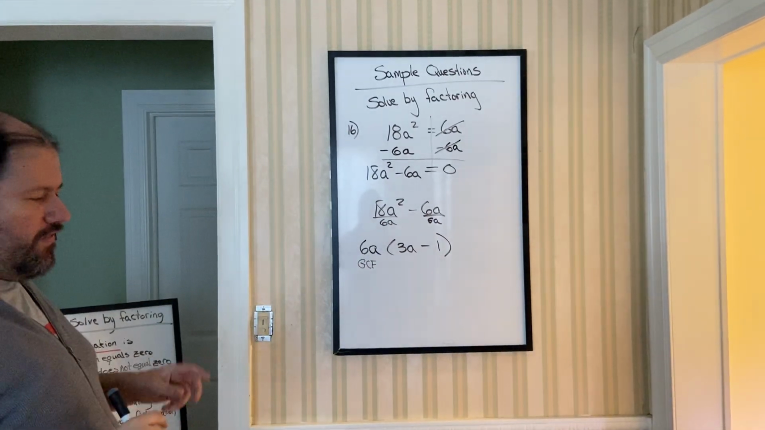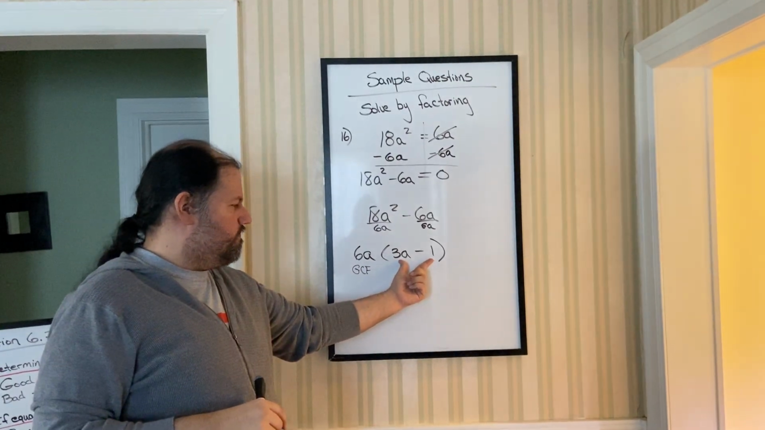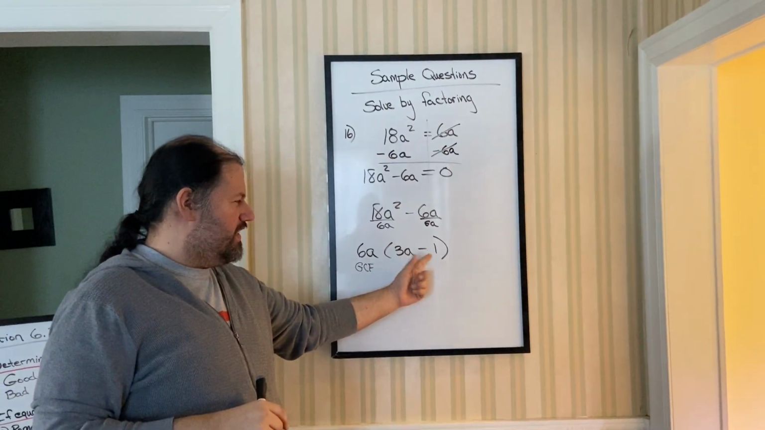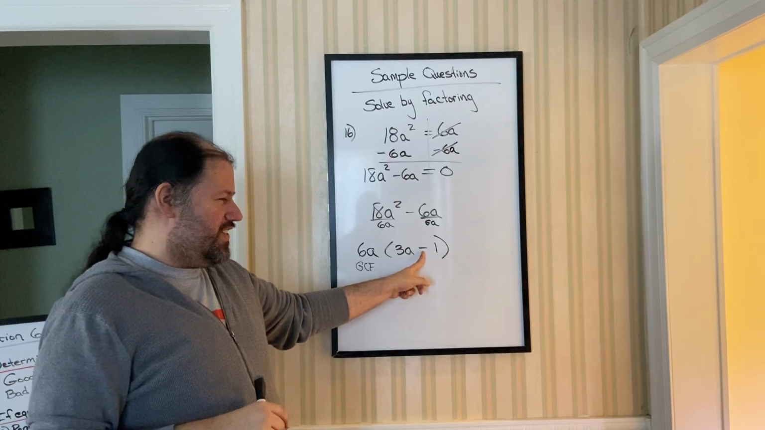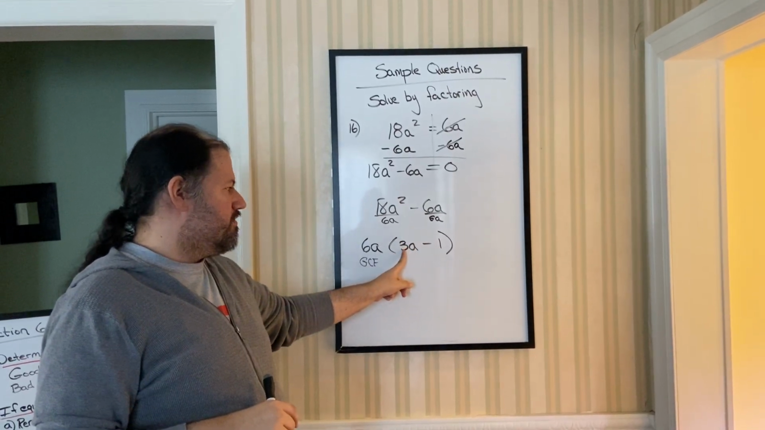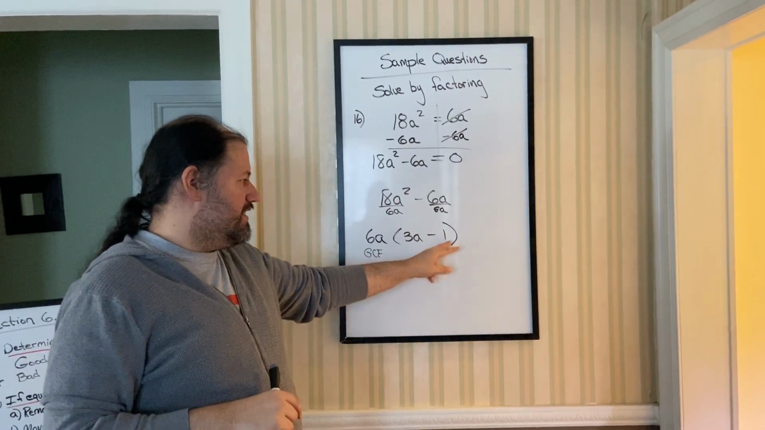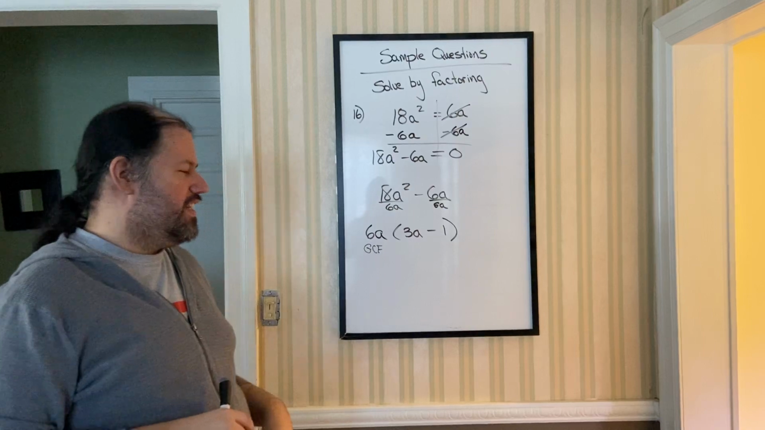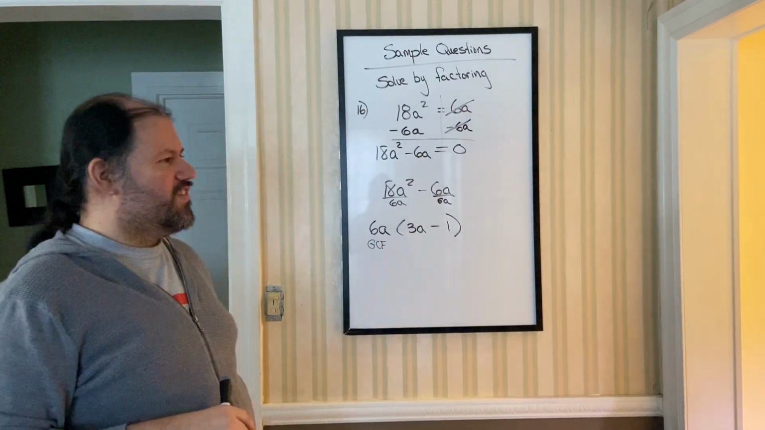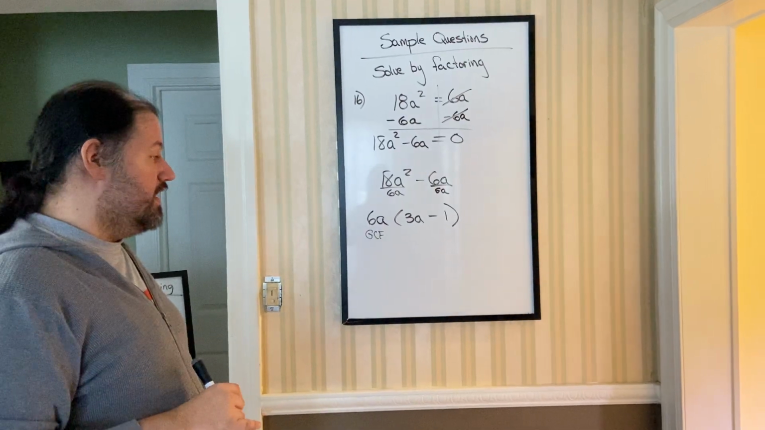Now that you're done factoring out a GCF, look at your leftovers. Can I do difference of squares? Yes, there's a minus sign between the 2 terms, but 3a is not a perfect square. 1 is, but 3a is not a perfect square. If one piece is not a perfect square, we cannot factor out any further as difference of squares.